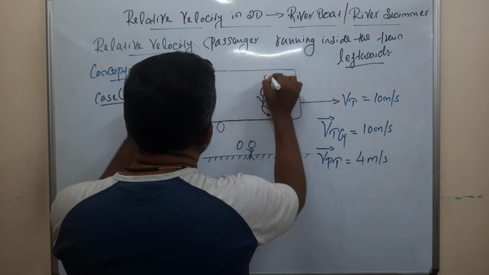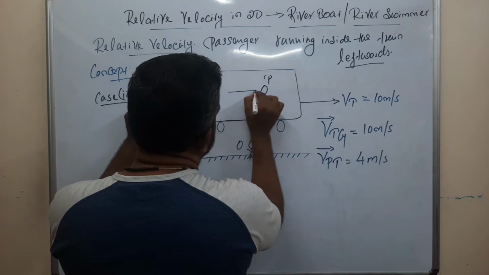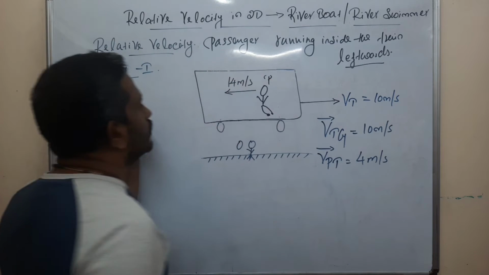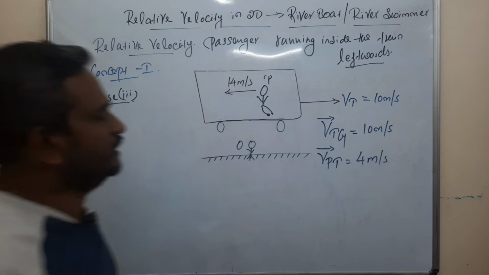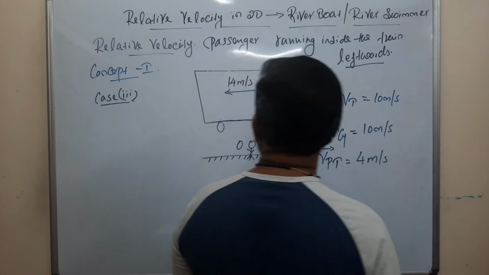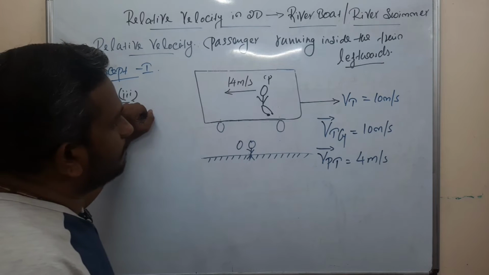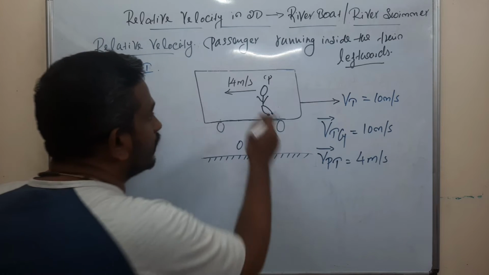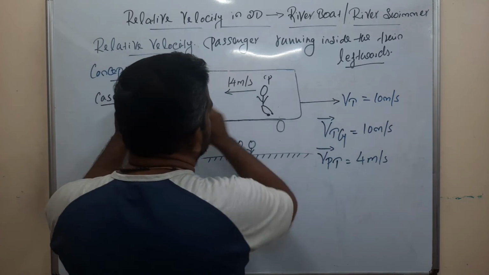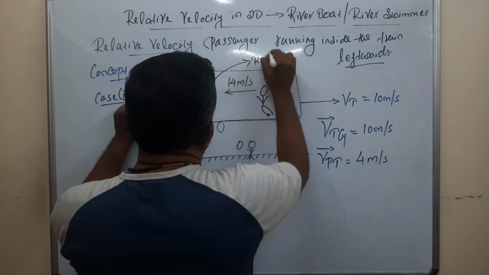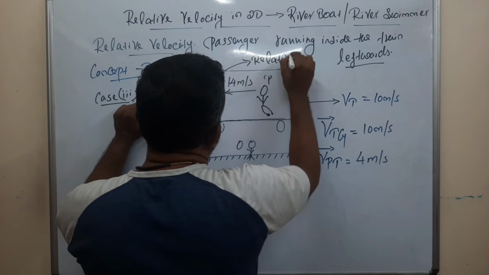So he is the passenger. He is inside the train moving with 14 meter per second. Okay, 14 meter per second in the leftward direction. So 14 meter per second in the leftward direction relative to the, that is very, very important, relative to the train.